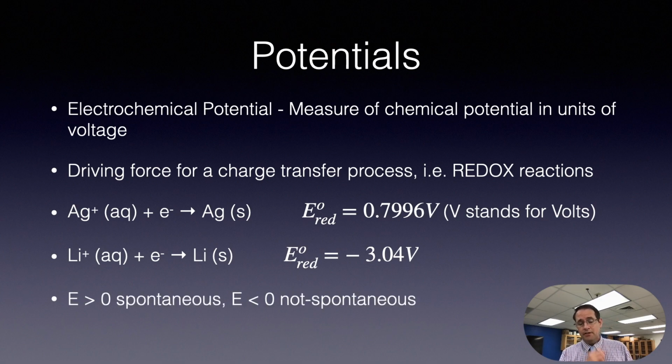So in summary here, if E is greater than 0, the reaction is spontaneous. It happens all by itself. It's going to be like a AA battery. You can hook that up to a light bulb in a flashlight, turn it on, and it's going to work by itself. When E is less than 0, that is not spontaneous, and that's like charging a rechargeable battery, like your nickel metal hydride batteries or your cell phone, for example.